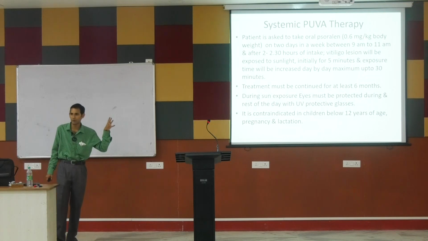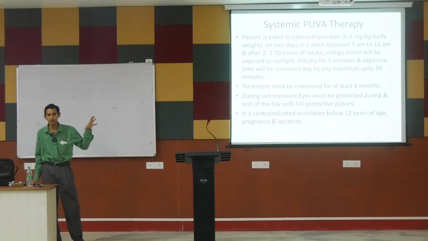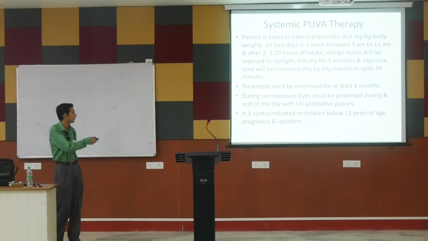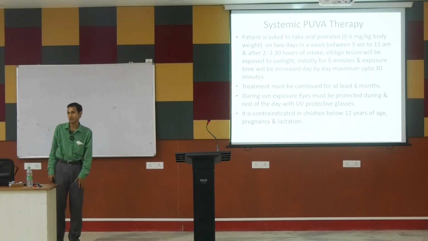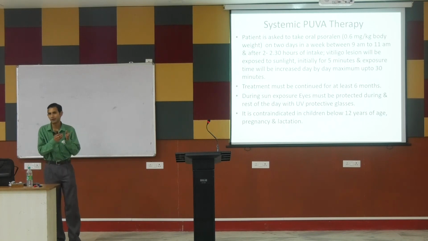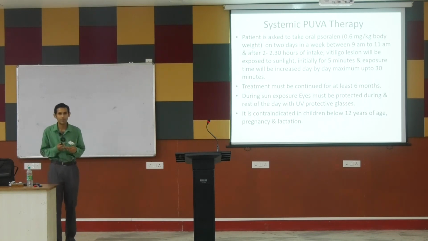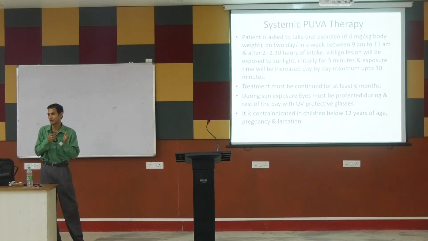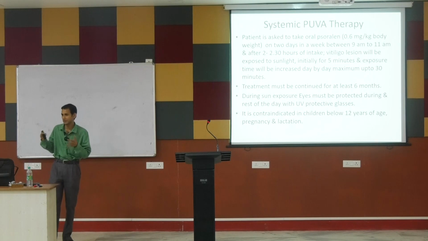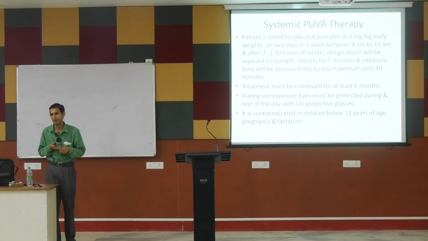So systemic PUVA, I have already told, should be given in generalized vitiligo, but the vitiligo should be stable, and also the age factor is most important. It can be given from 12 years onwards. Most important thing, you have to take the oral tablet, oral psoralen or 8-methoxypsoralen in the dose of 0.6 milligram per kg body weight on 2 days in a week, but not 2 consecutive days. That is Sunday and Wednesday, or Sunday and Thursday, and after 2 hours, sun exposure is done initially for 3 to 5 minutes, and then gradually the exposure time will be increased. This is most important. And you have to protect the eyes with UV protective glasses during the time of sun exposure and on the rest of the days.